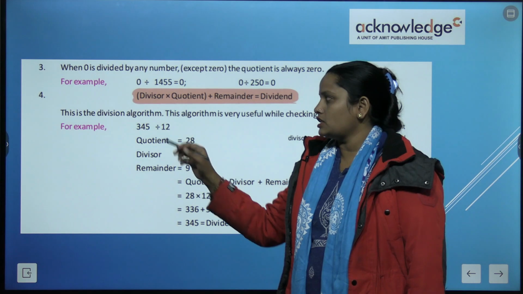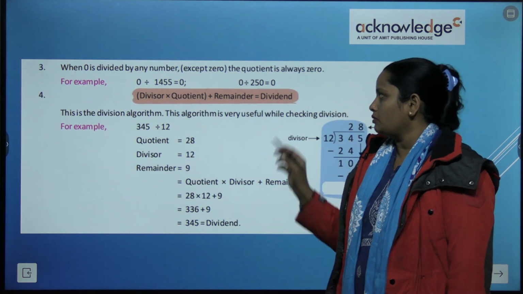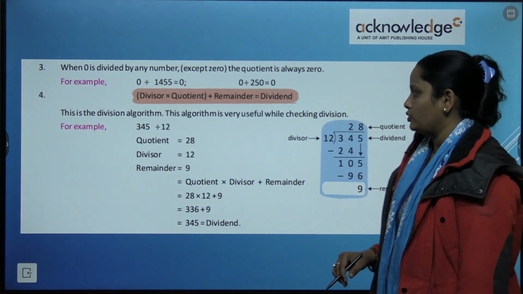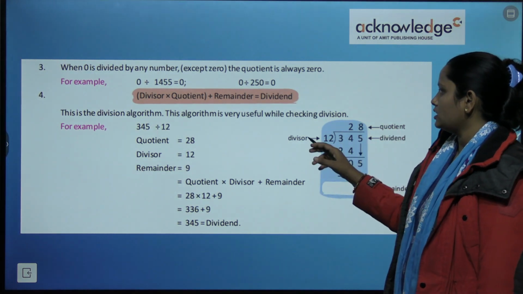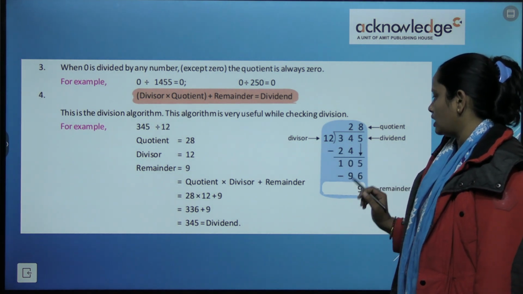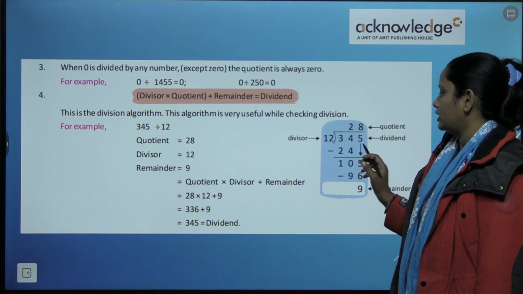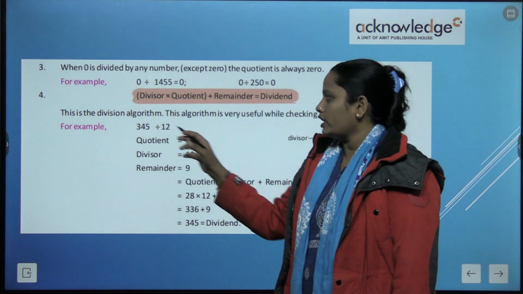Fourth property is divisor multiply quotient plus remainder is equal to dividend. So this is the division algorithm. So अगर हमें जो है इनमें से कोई भी चीज निकालनी है, we use this formula. हम क्या करते हैं? divisor multiply quotient और रिमाइंडर को अगर हम इन सबको कैलकुलेट करेंगे we will get this dividend as the answer.